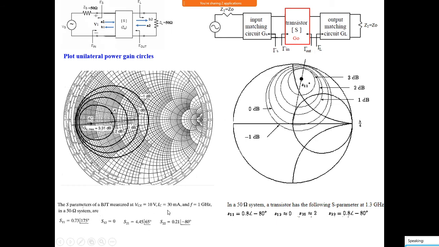For a particular transducer, this is the S matrix. For this S matrix, the circles are like this for different values of gain. But if the S matrix changes like this, for some other values, then you can observe the circles are like this. They are not situated like this. They may be anywhere within the Smith chart. Okay, so one value you have to choose over that circle. Any one value you can choose over that circle.